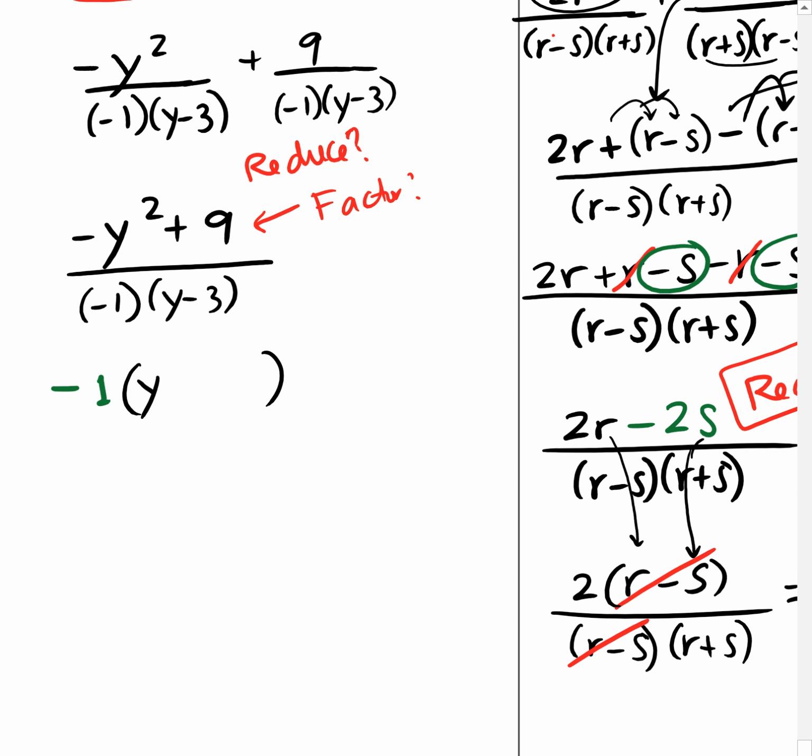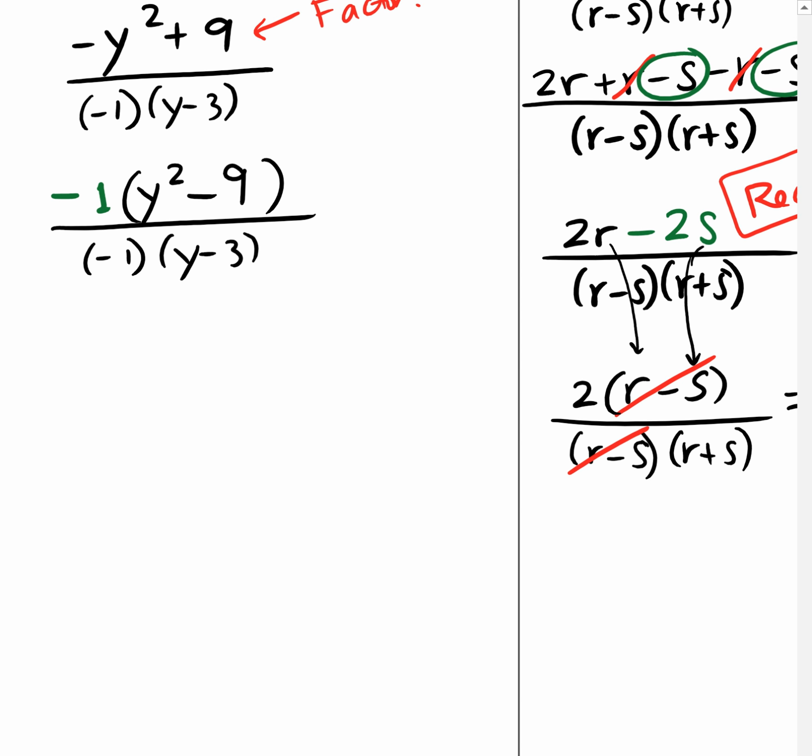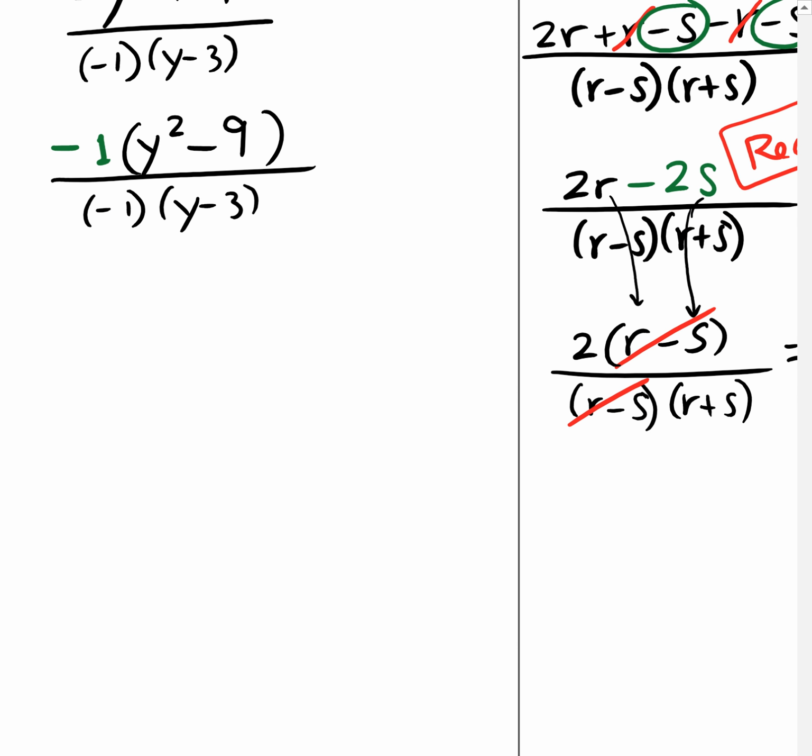That'd be positive y squared. Negative 1 times what is positive 9? That'd be negative 9. And I'm keeping the denominator the same, because it's already factored. And then I notice what's in the parentheses, now that I factored the negative 1 out, this is a difference of squares.